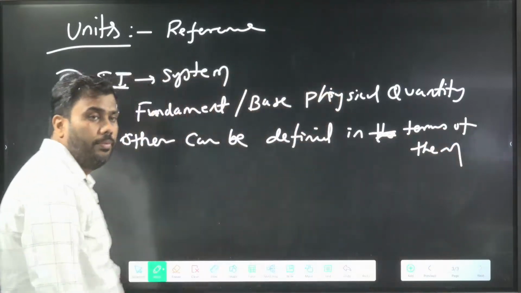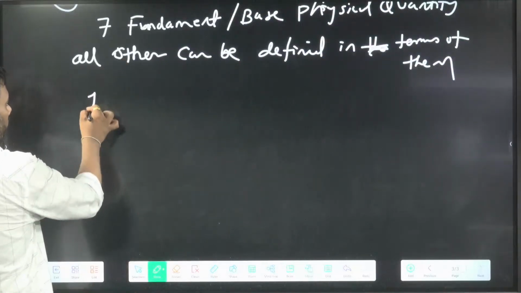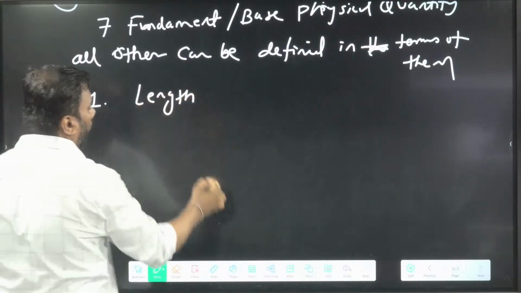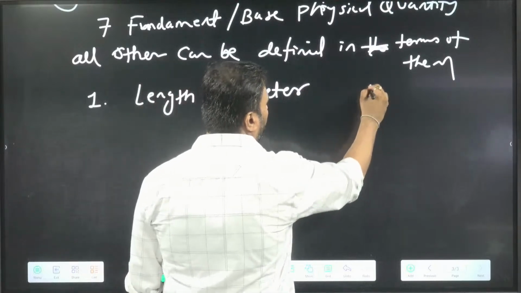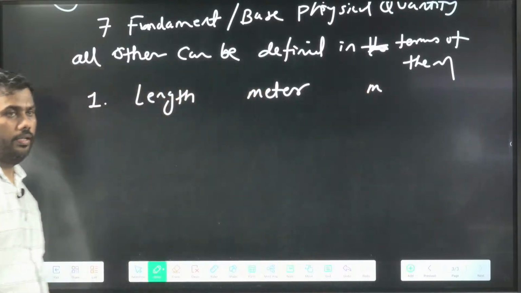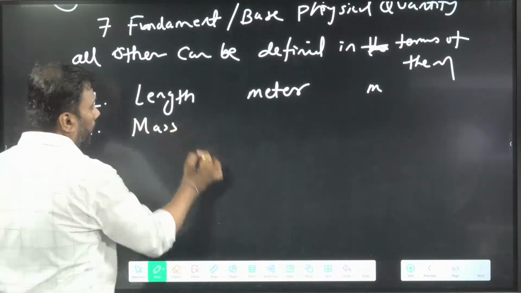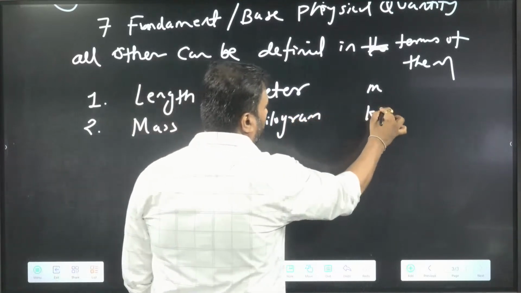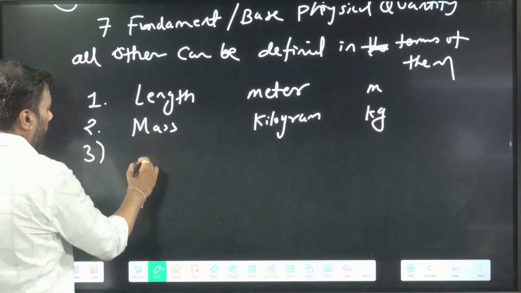What are these 7 fundamental quantities in the SI system? Now we'll talk about them. First is length. The unit of length is the meter. The symbol is m, small m. Then mass. The unit of mass is the kilogram. The symbol is kg, small k, small g. We all know these things.